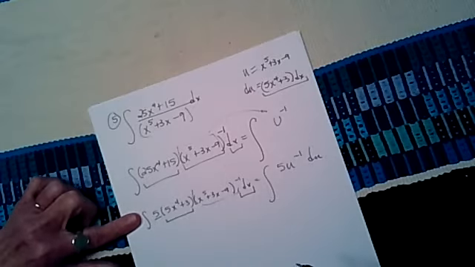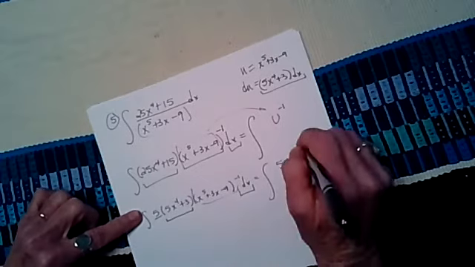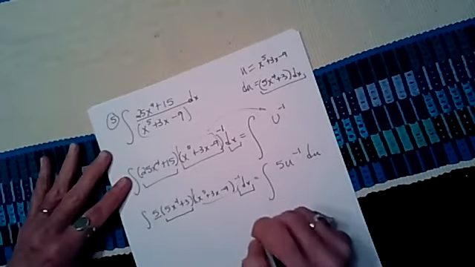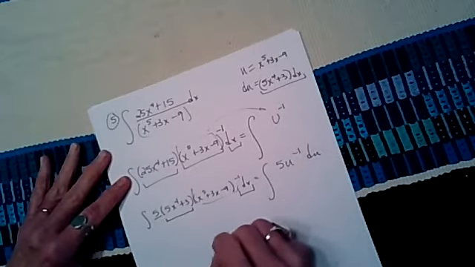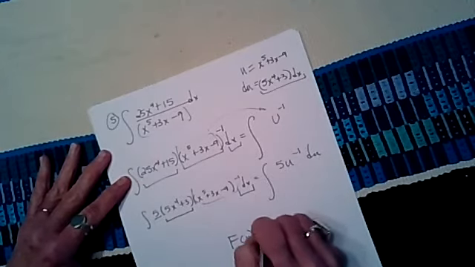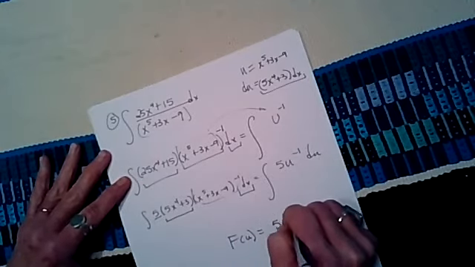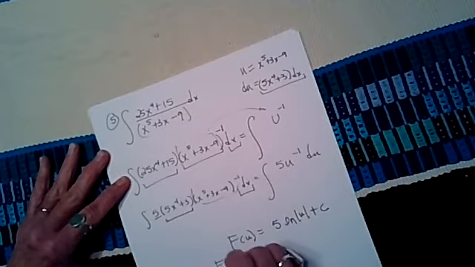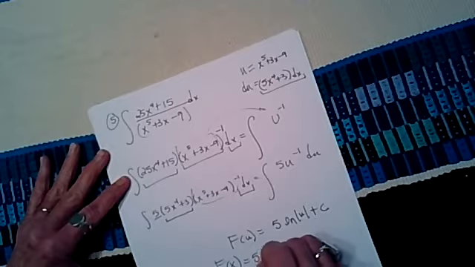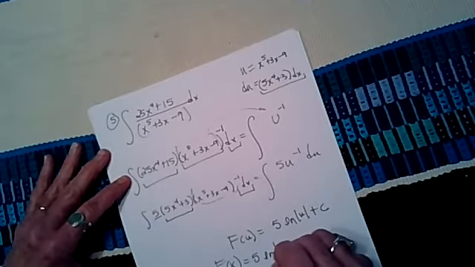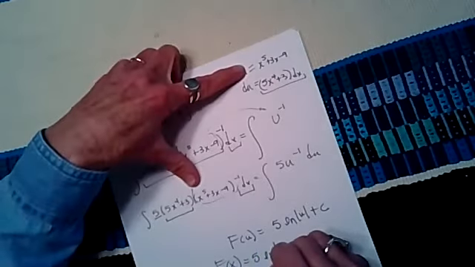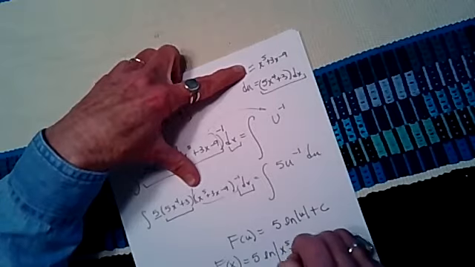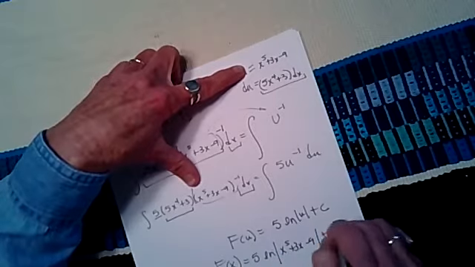All right, so when I add 1, what happens? It gets 0, so that's going to be 5 times the ln of the absolute value of u plus c. So when I put it back in terms of x, the absolute value of u, which is x to the 5th plus 3x minus 9, plus c.